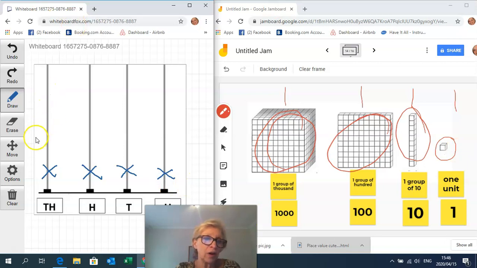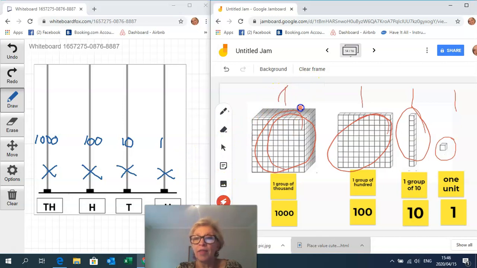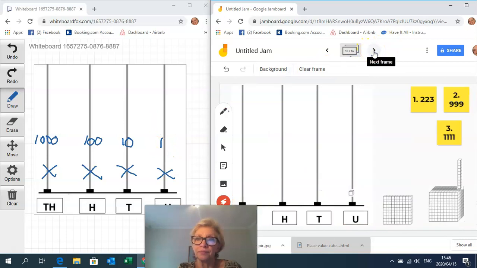So in this column here, there are 1,000 of those little blocks. In this column, there are 100 of those little ice cubes. In this block, there are only 10, and in this block, there's only 1. And that's how we represent 1,111. So 1, 1, 1, 1 in each.